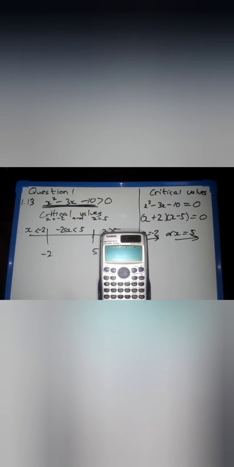So I take my calculator, I look for a value this side, and I'm going to substitute it into my original equation. So any value this side, I can have minus 3. So I have minus 3, open bracket, squared, minus 3, minus 10. This will give me what? Positive 8, which is a positive number.